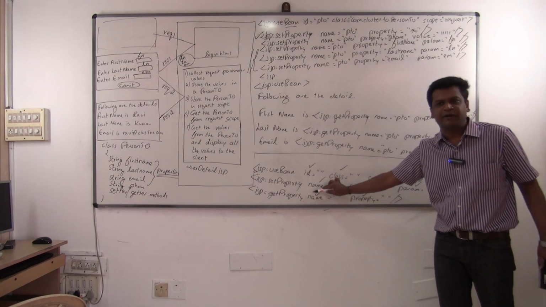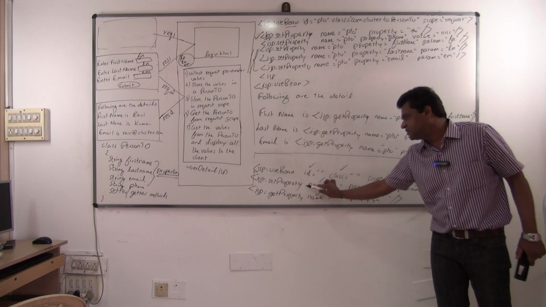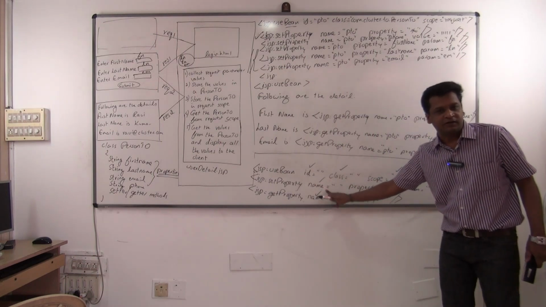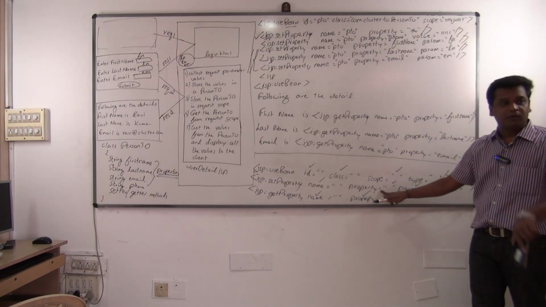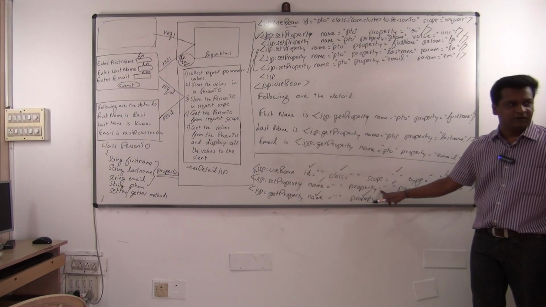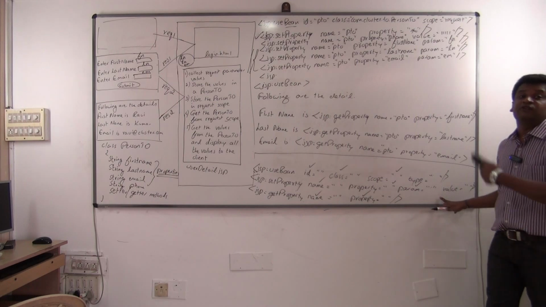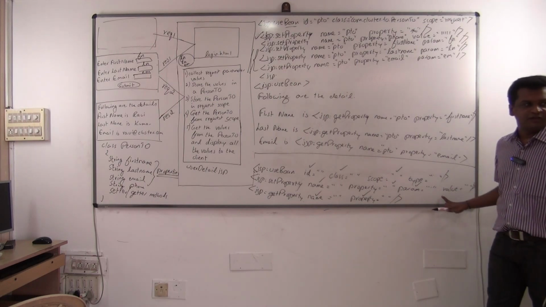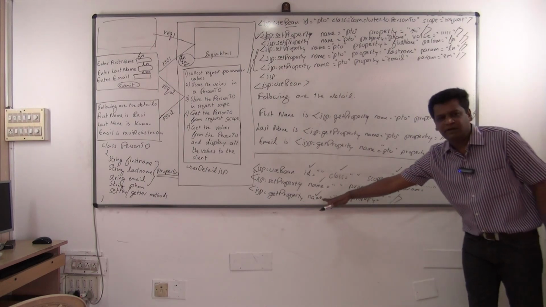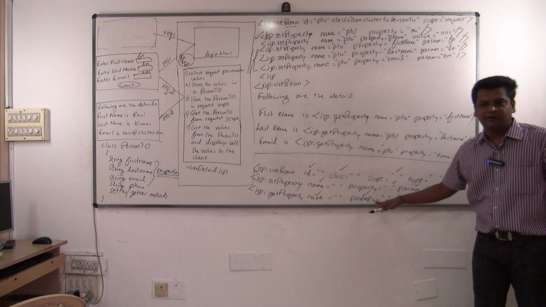First concentrate on set property and get property. So I'll repeat: set property, in which TO you want to put. Property, in which property you want to put the value. Param, it's dealing with the request parameter. Value means if the value is not coming in the request, you'll use value. This is very simple. For get property, from which TO you want to display and which property you want to display.